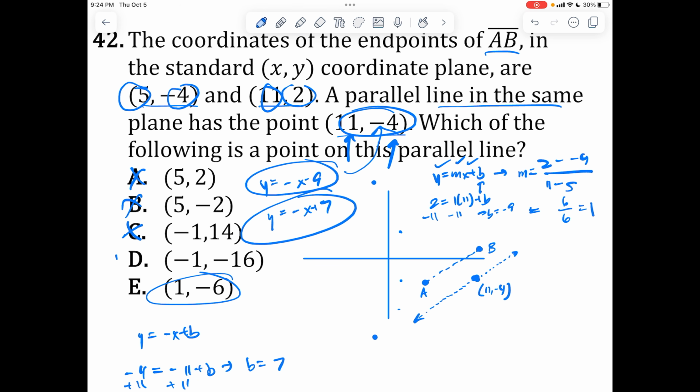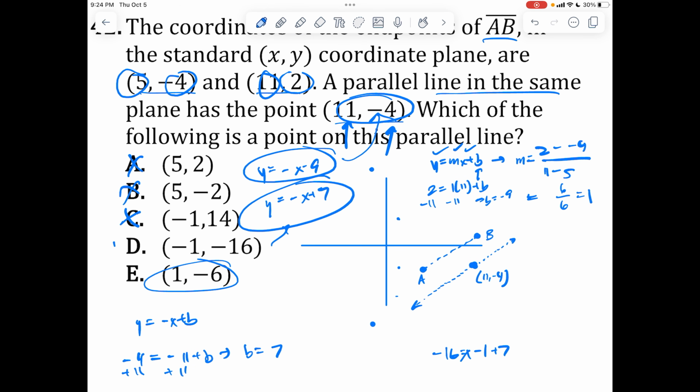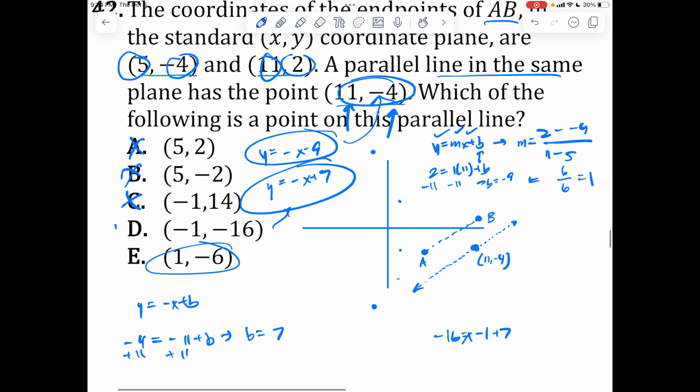I can now verify whether this point or any of the other points cross through that line. So let's just plug in answer option D. So negative 16 equals negative 1 plus 7. That's not true. Let's plug in answer option E. Negative 6 equals negative 1 plus 7. This is equal to negative 6. That's true. So the answer option should be E.